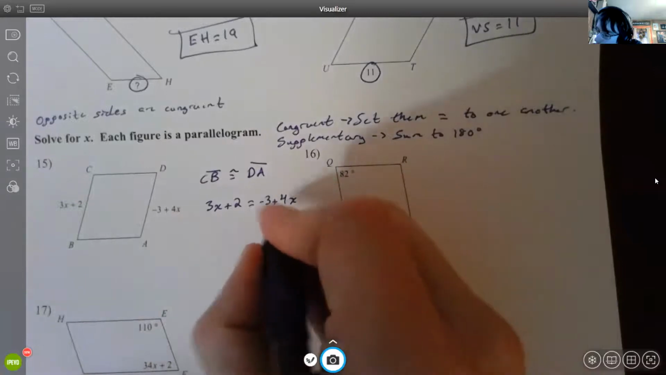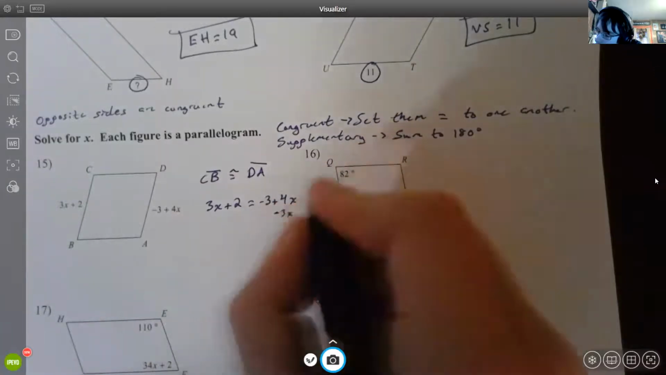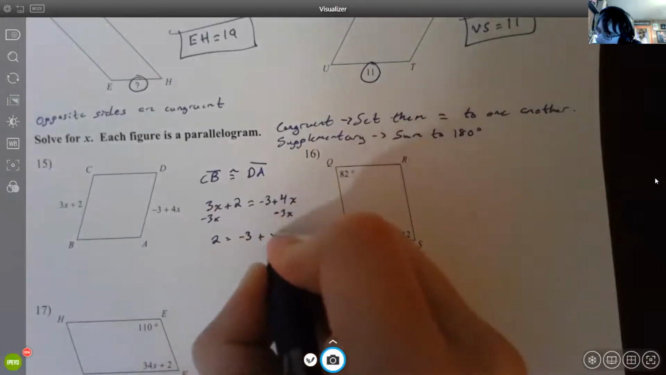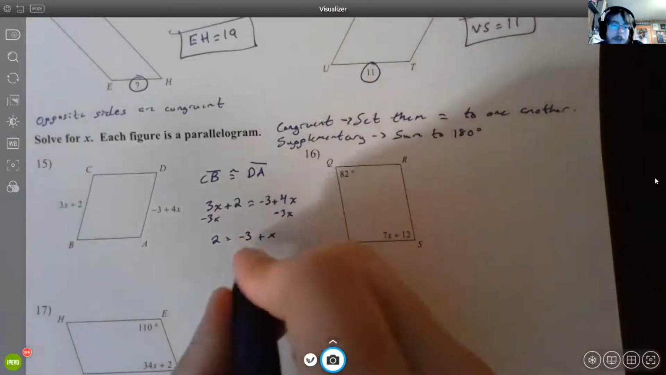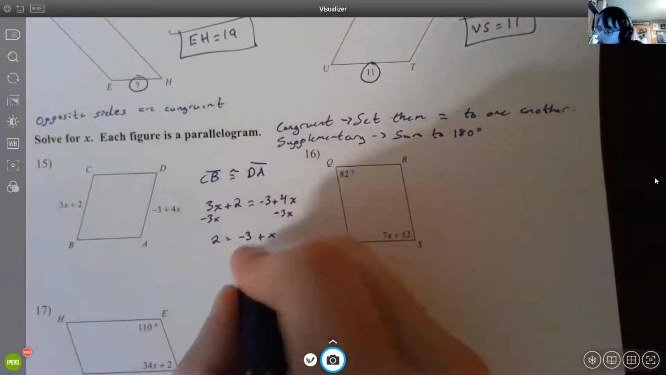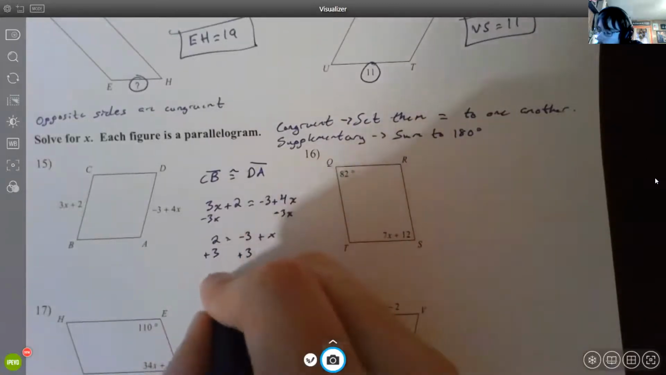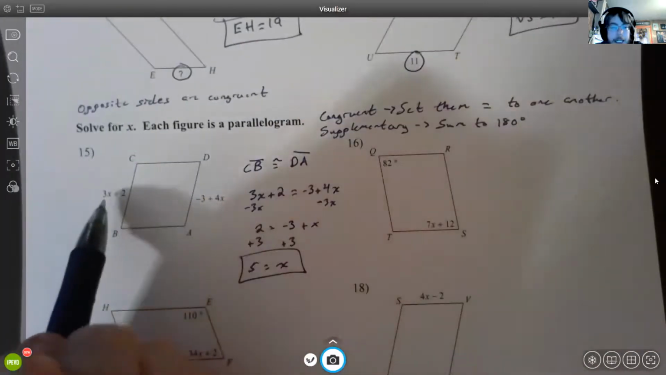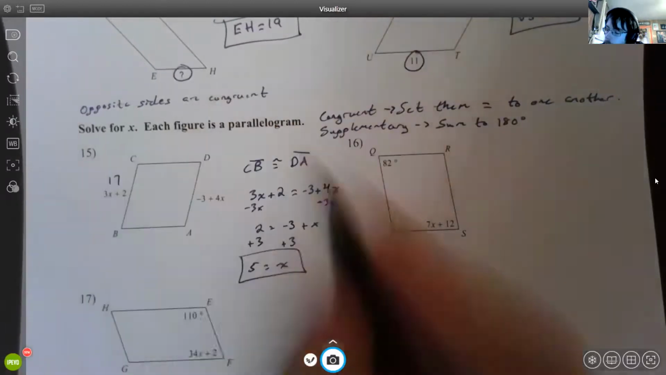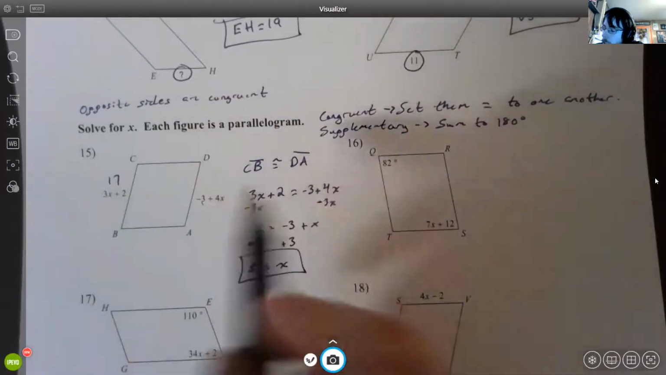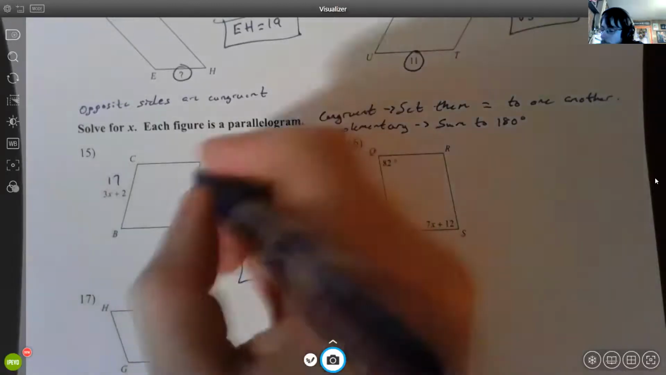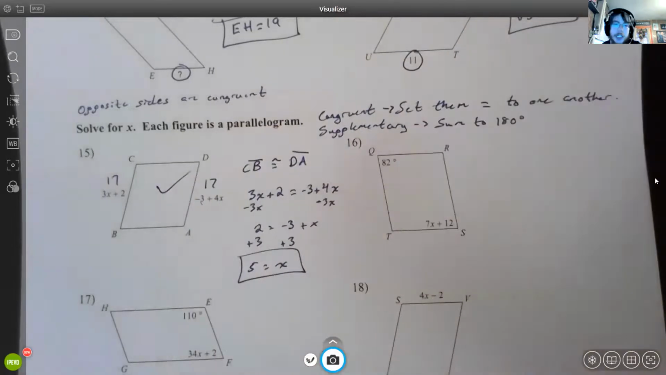So I'm going to subtract 3x from both sides. And so we get 2 equals negative 3 plus x. I have a negative 3 here, so I need to add it to both sides. And so we get x is equal to 5 here. And if you plug that in, 3 times 5 is 15 plus 2 is 17. Negative 3 plus 4 times 5 would be negative 3 plus 20, which is also 17. So that checks out.